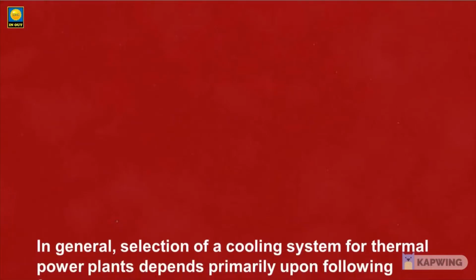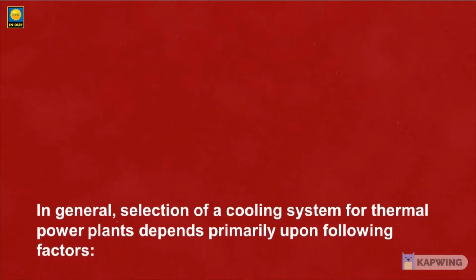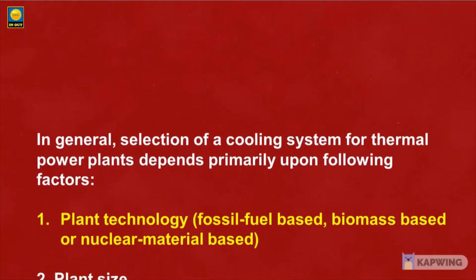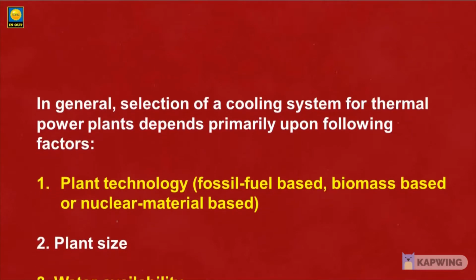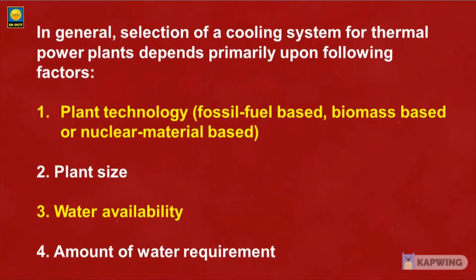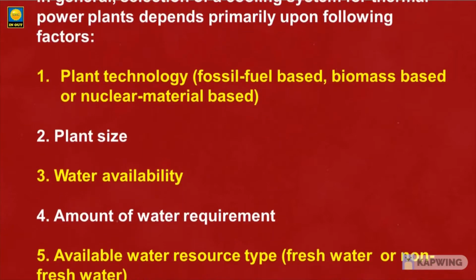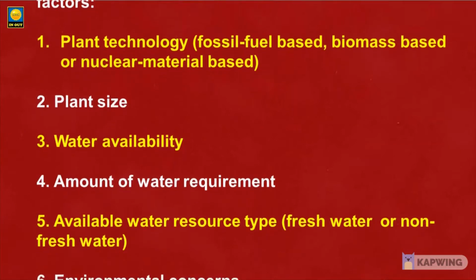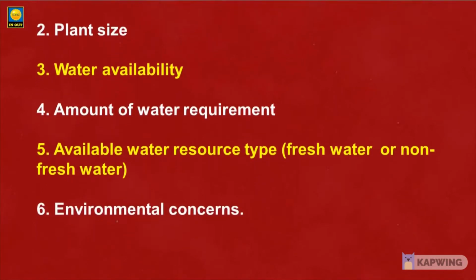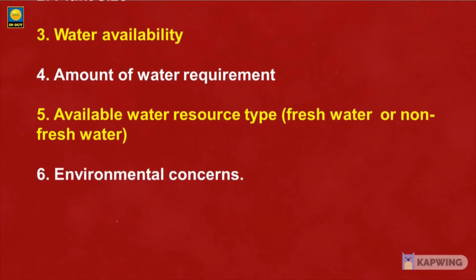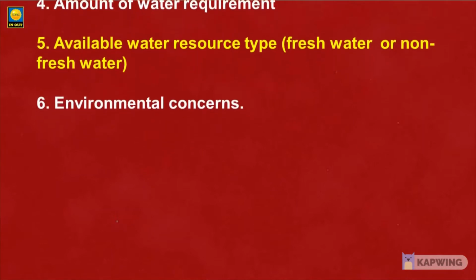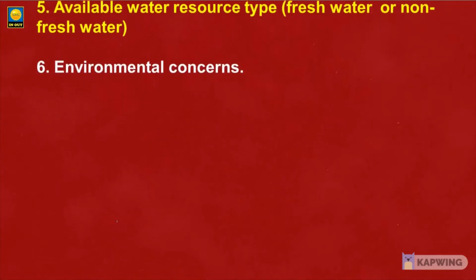In general, selection of a cooling system for thermal power plants depends primarily upon the following factors. Number 1. Plant technology, that is, fossil fuel based, biomass based, or nuclear material based. Number 2. Plant size. Number 3. Water availability. Number 4. Amount of water requirement. Number 5. Available water resource type, that is, fresh water or non-fresh water. And number 6. Environmental concerns.